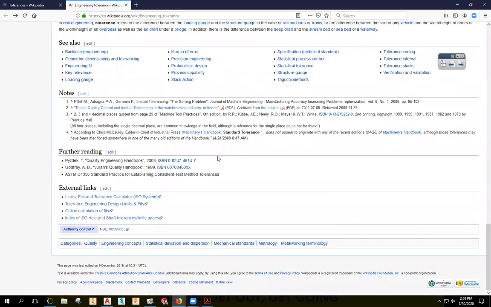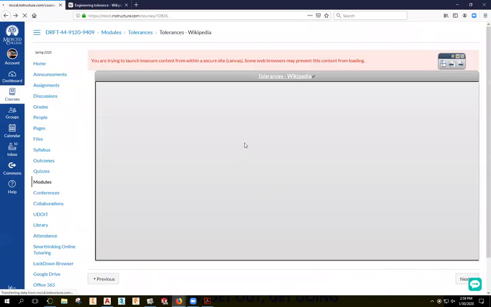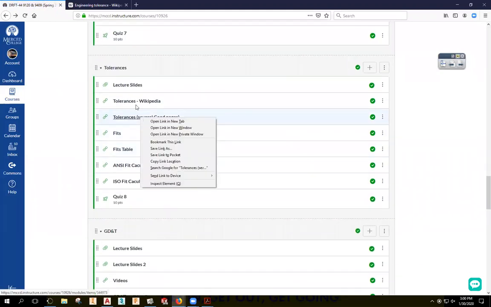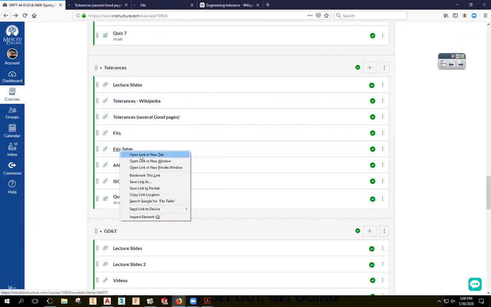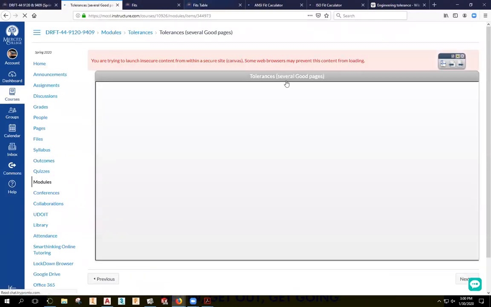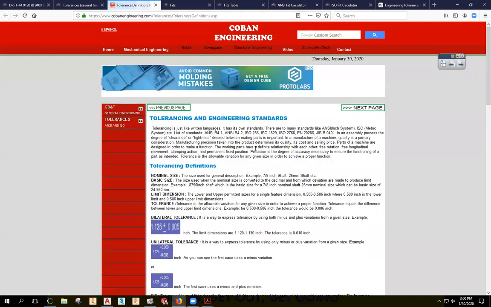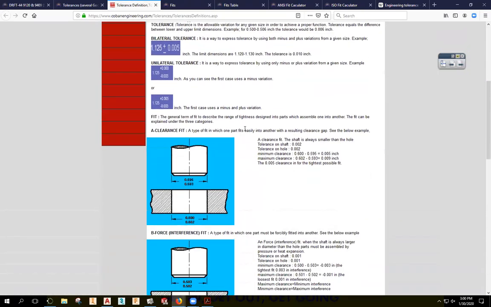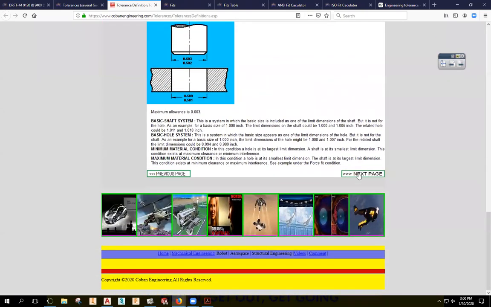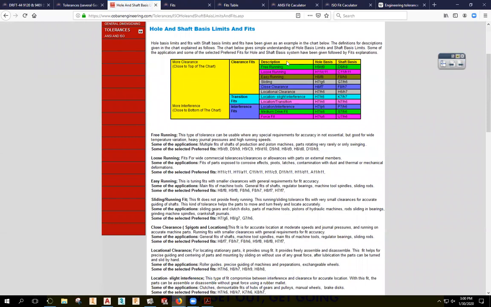And looks like some of the stuff is gone. I'm just going to open all these. So here, there's another website that goes through and explains everything. It has a chart here that lists the different clearance fits, from free running to close clearance, and then to locational clearances, and then the transition fits and the interference fits. And over here, we have the ISO fit.